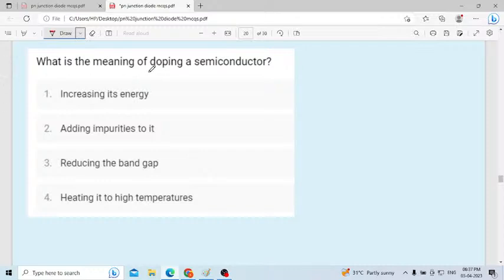What is the meaning of doping? I just told it now. Answer properly. Someone just joined me. Tell me who joined other than Uma Devi and Rajini. What is the meaning of doping a semiconductor? Yes, adding impurity to it. Very, very good. Doping is nothing but adding impurity to it.